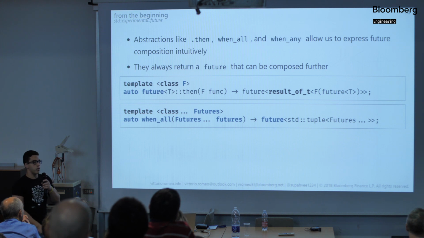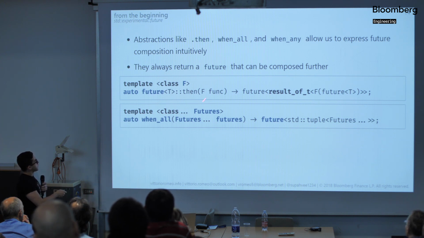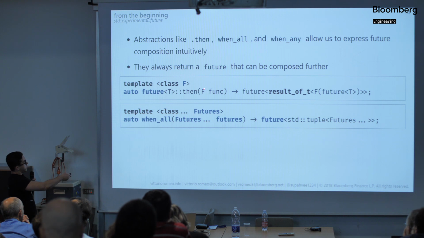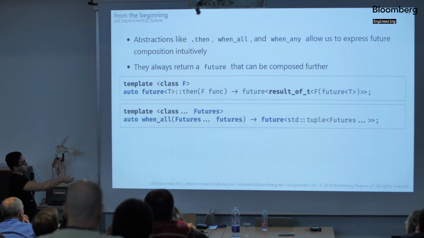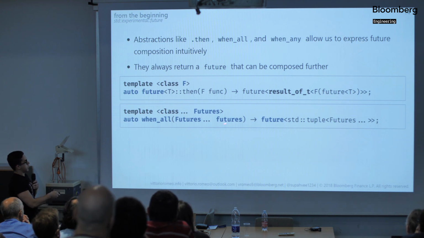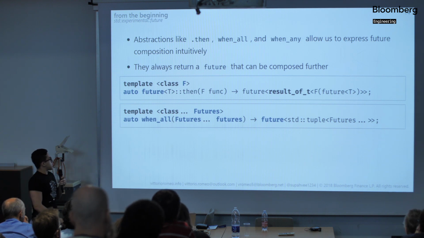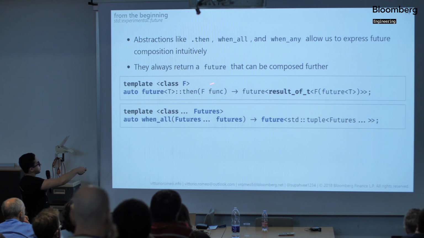So abstractions like then, when_all, and when_any allow us to intuitively describe these operations. And what they do, they always return a future that can be composed further. So we can say that the signature of then, for example, in the Boost library, but also in the proposed extensions for the standard library, takes some function and returns a future of the result of that function. Or the when_all function takes a bunch of futures and returns a future with an std::tuple of those that you pass as an input. So as you can see, we get in some kind of function or futures, and we get back another instance of future.